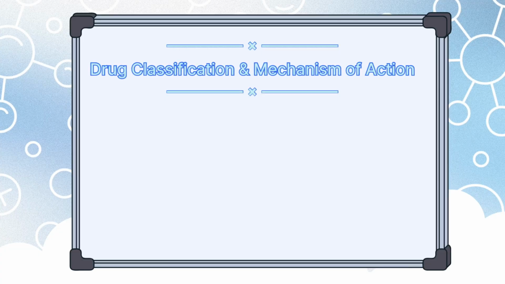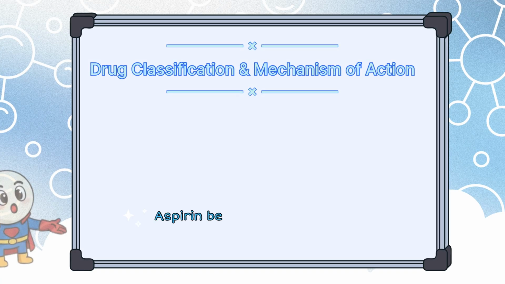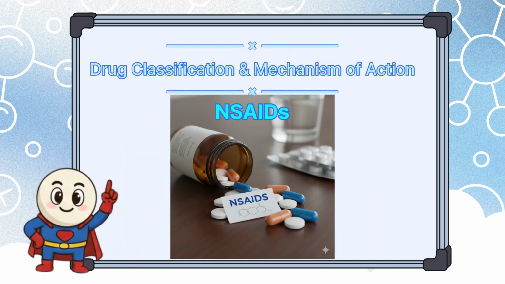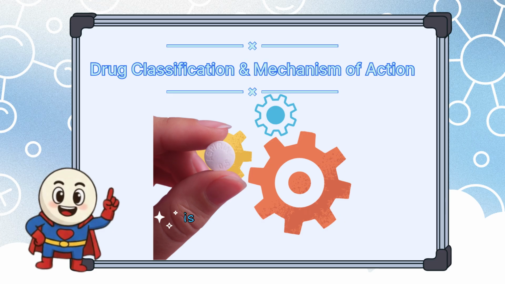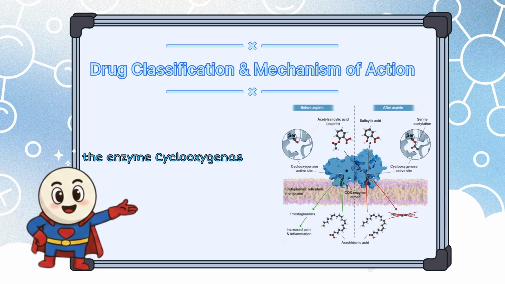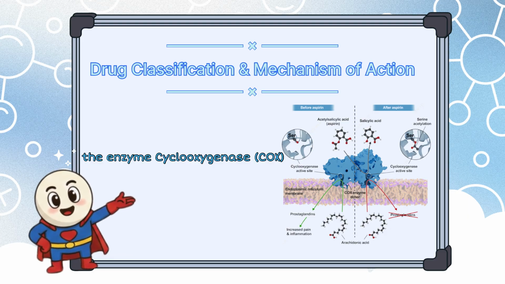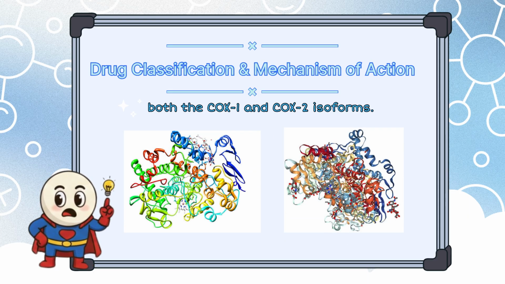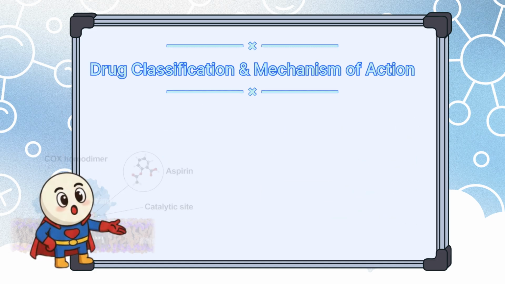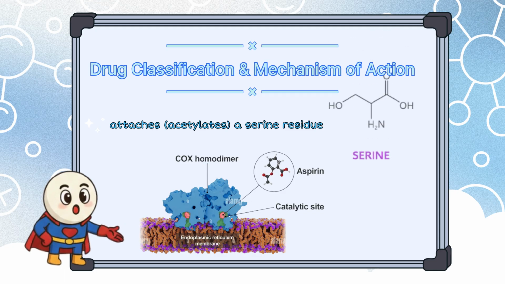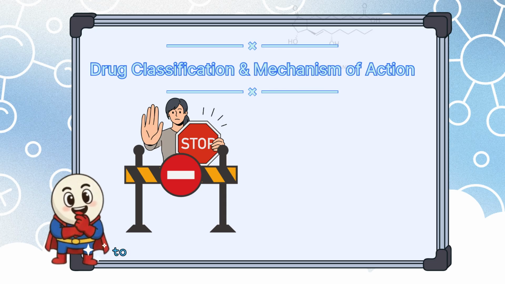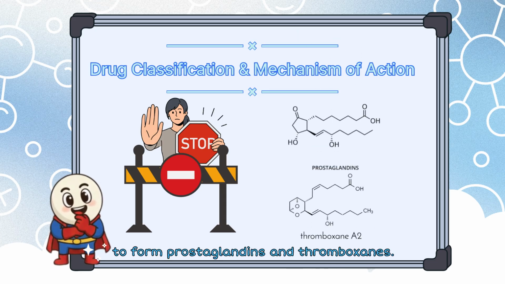Drug classification and mechanism of action. Aspirin belongs to the class of nonsteroidal anti-inflammatory drugs, or NSAIDs. Its mechanism of action is quite well established. Aspirin irreversibly inhibits the enzyme cyclooxygenase, or COX, both the COX-1 and COX-2 isoforms. Specifically, the acetyl group of aspirin attaches to, or acetylates, a serine residue in the active site of COX, blocking the enzyme's ability to form prostaglandins and thromboxanes.